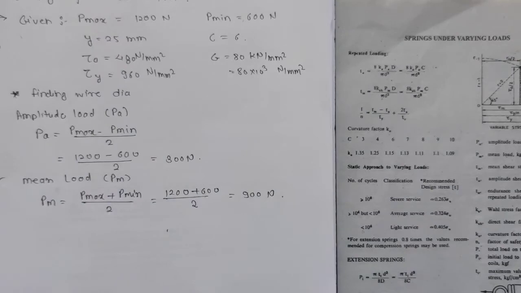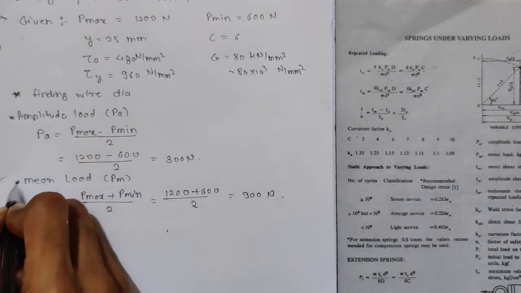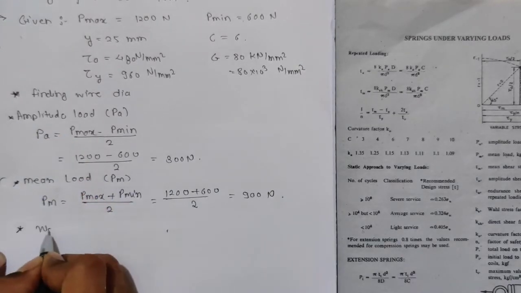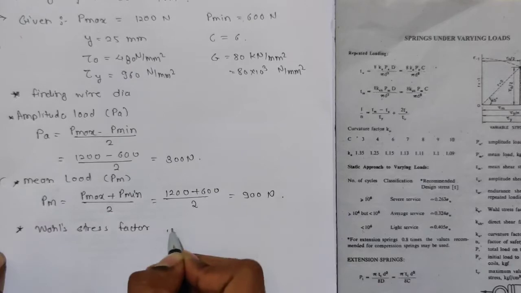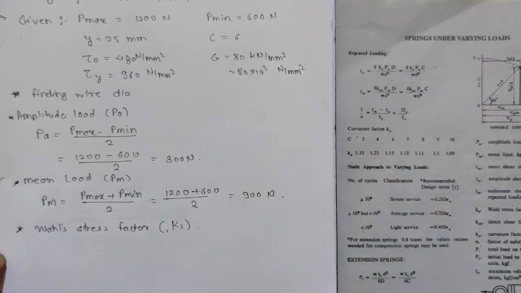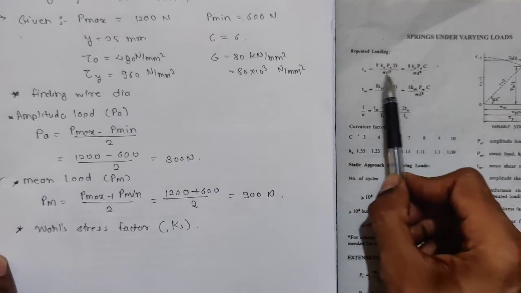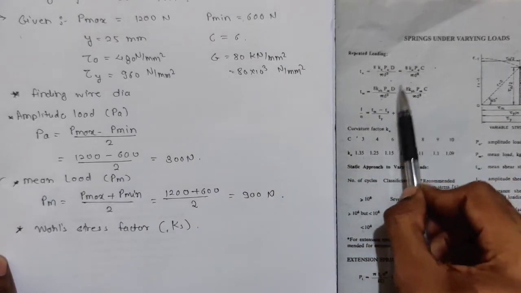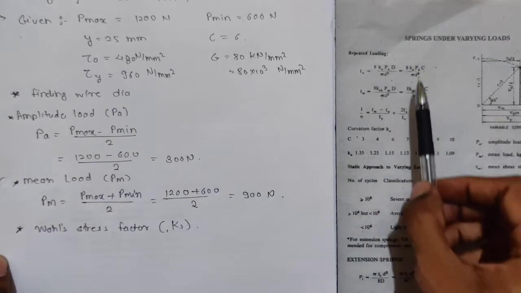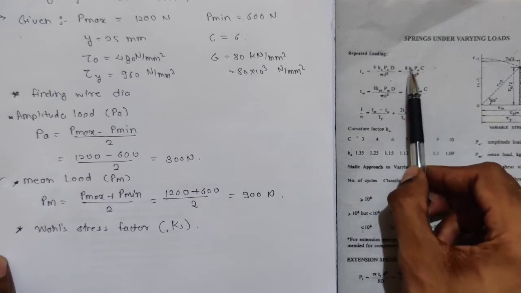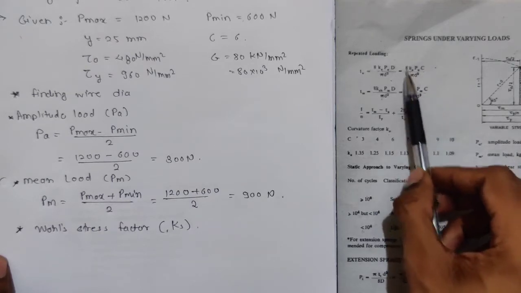Now we have the amplitude load and mean load. So let's find the wall stress factor, denoted as Ks. Why are we finding it? Because we want to find tau A, and whatever values are given in this formula we need to find. PA we have, we need to find Ks and KSH, that is, the wall stress factor and the direct shear stress factor.